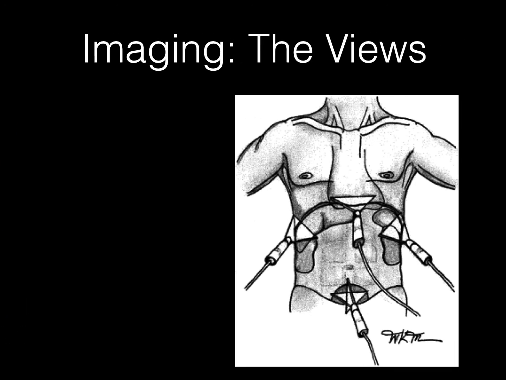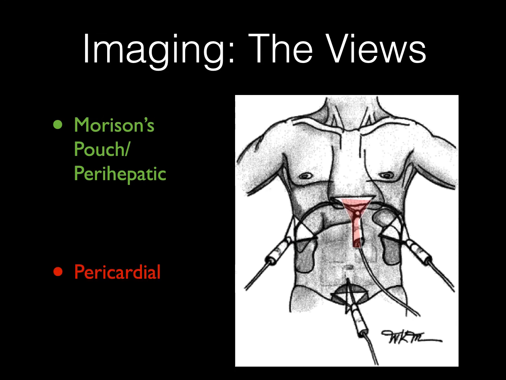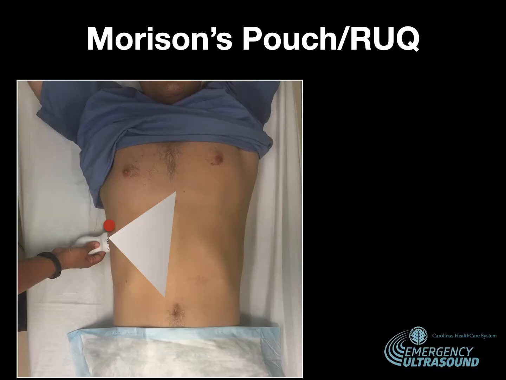And here are our views. So what are the views that we want? We want Morison's pouch, or your perihepatic view, our pericardial view, parasplenic view, and our retrovesicular or bladder views. So let's go through these right quick.